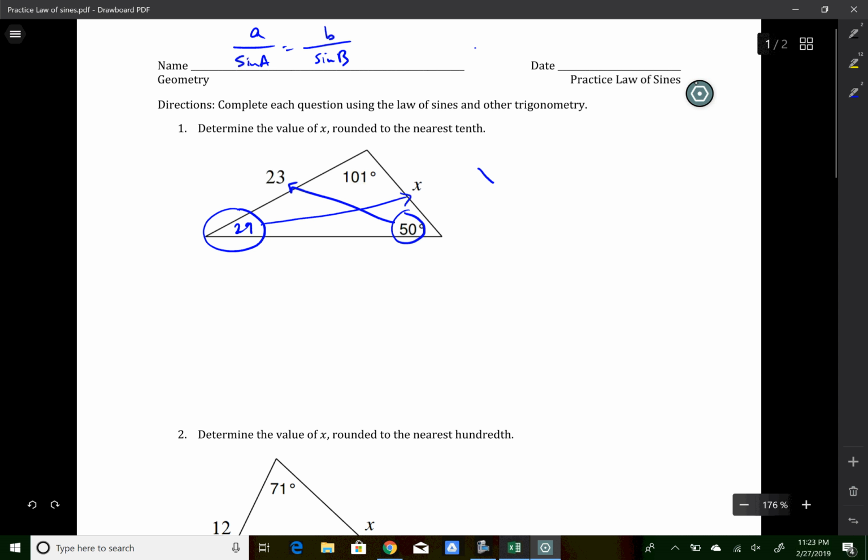So my ratio is going to be x over the sine of 29. You'll probably remember me saying in the last video, only use the law of sines if you have to. So only use the law of sines if you don't have right triangles. If you have right triangles, try and use the regular SOHCAHTOA trigonometry that we've been talking about.